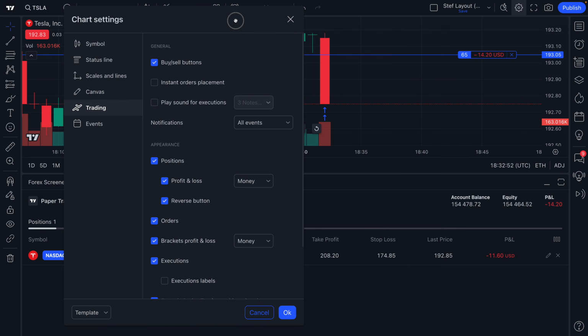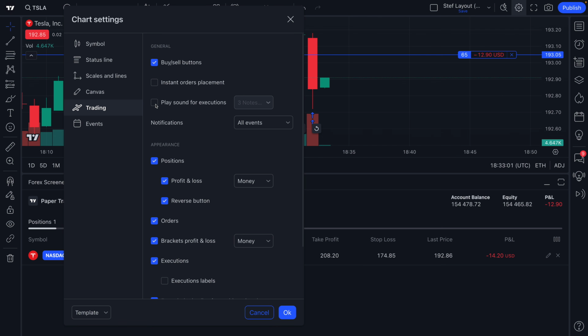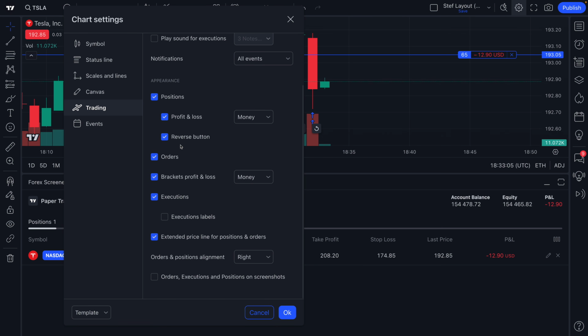We have trading selected. You've also got some other things to pay attention to, which are instant order placements, as well as play sound for execution. So if you want to hear noises play when you actually execute each trade. And additionally, what's incredibly important is your appearance. You may not want all of the data on your chart. So open this settings menu and get familiar with all the things you can see.